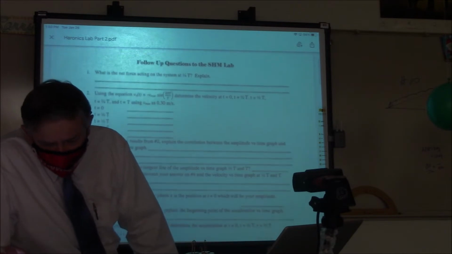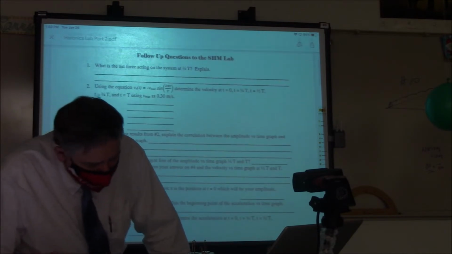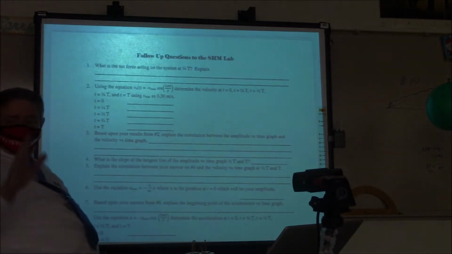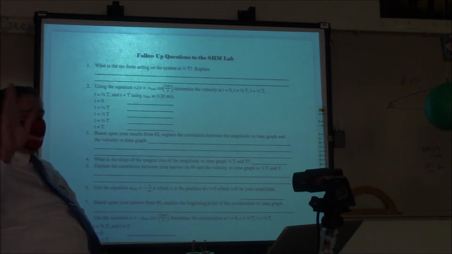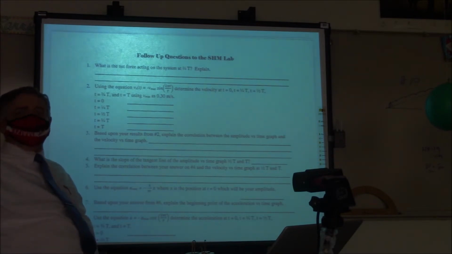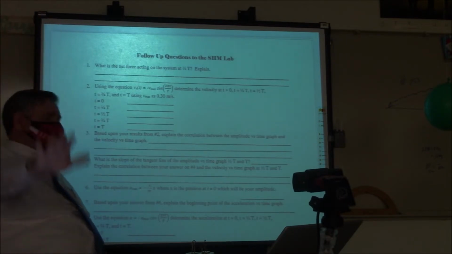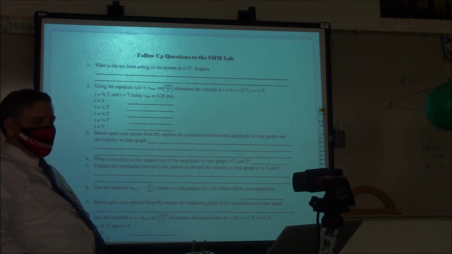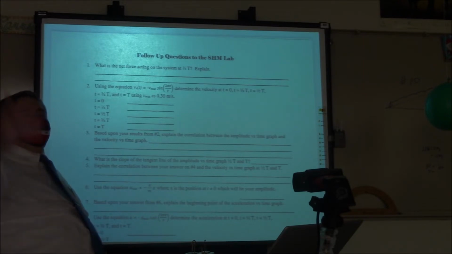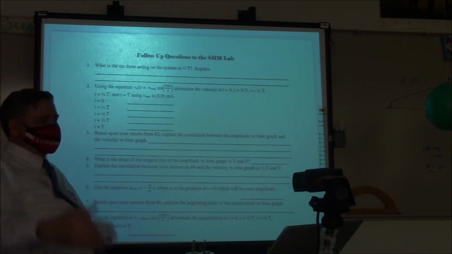What's the net force acting on the system at 1/4 T? Think about this. What is net force equal to? What can you multiply together to get your net force? Mass times acceleration. God bless you, Kelsey Thurman. What could I multiply together to get net force? Mass times acceleration, right?